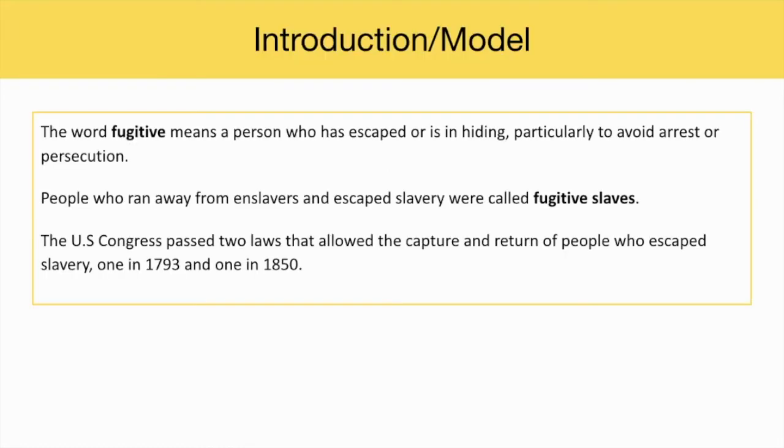For our introduction and model slides, we will take some time to build the necessary background that will allow students to engage with the primary sources. Here we define the word fugitive and fugitive slave and share with students that the U.S. Congress passed 2 laws that allowed the capture and return of people who escaped slavery, one in 1793 and one in 1850. It might be helpful to ask students, why are there 2 versions of the law, one in 1793 and one in 1850? What may have been significant about those dates?